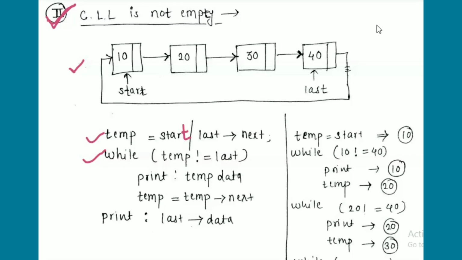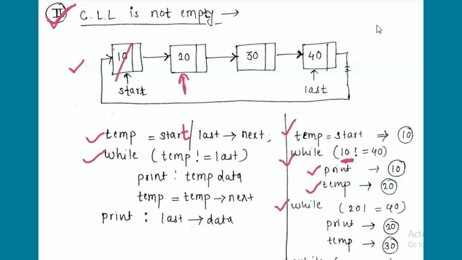Now you can check I have taken a temporary variable which will hold the start. Keep in mind that temp is a pointer; just for understanding purposes, I am using the data which is stored in that temporary pointer. Currently temp is pointing to 10. 10 is not equal to the last node, that is 40, so we will print the value of 10 and update temp to temp next. Now the value 10 is printed and your temp is pointing to 20.